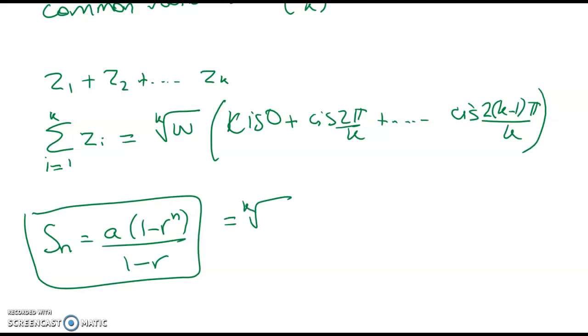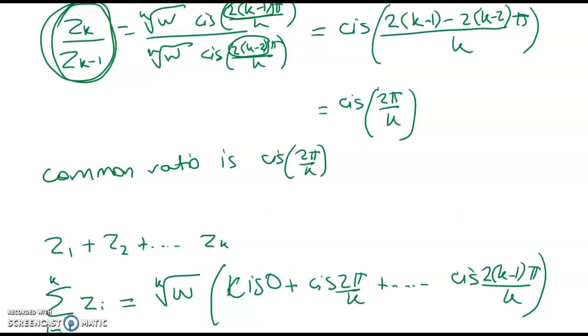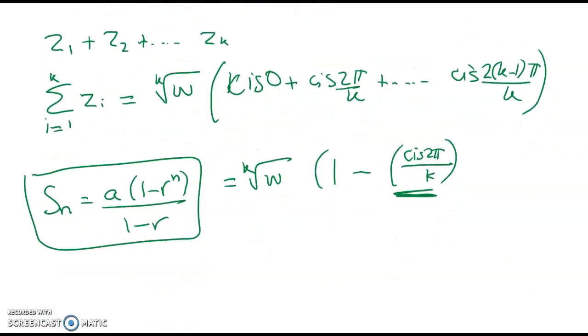So we can write this thing here as the kth root of w times 1 minus my common ratio, cis 2 pi divided by k. So this is my common ratio in my geometric series, right? So we found that up here. And that's the key to the problem. That's all to the power of k, because I've got k terms. And now I'm dividing by 1 minus cis 2 pi on k.